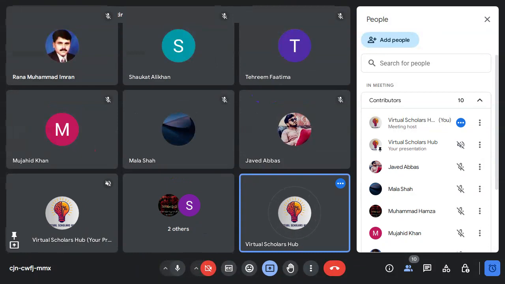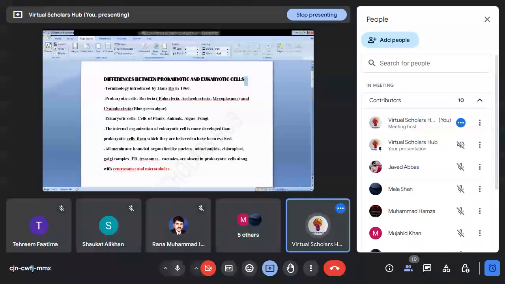Okay, let me move towards the next concept, difference between prokaryotic and eukaryotic cell. You have studied a number of differences between prokaryotic and eukaryotic cells, and next we will take a detailed view of the differences between prokaryotic and eukaryotic cells, especially with reference to the objective point of view.